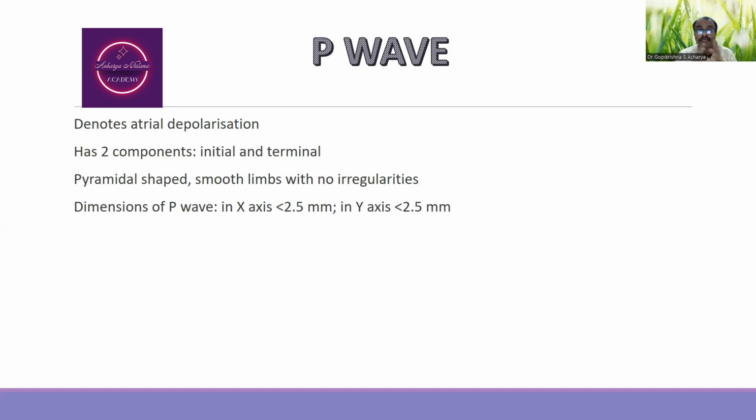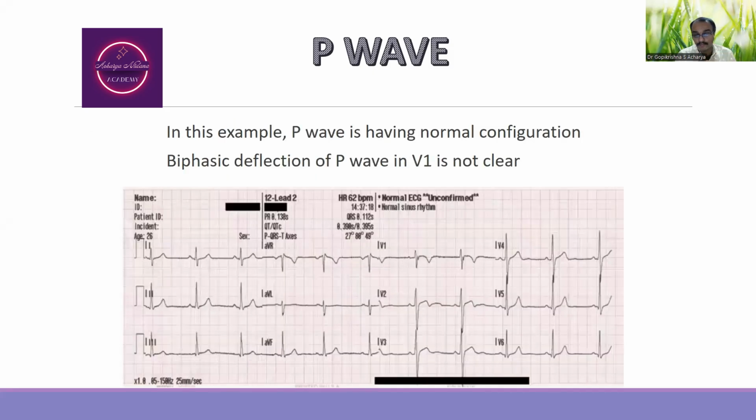When you think about the characteristics of a P wave, it is a pyramidal shaped one with smooth limbs, with no irregularities normally. As far as the dimension of the P wave is concerned, it is less than 2.5 small squares in x-axis and less than 2.5 small squares in y-axis. Or otherwise, we can say less than 2.5 mm in x-axis and less than 2.5 mm in y-axis. This is about the description of the P wave.